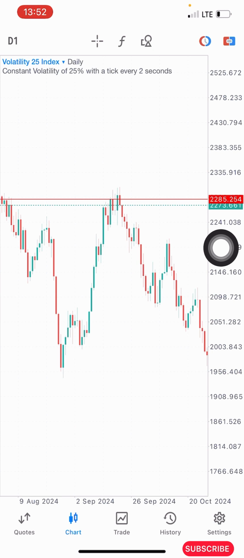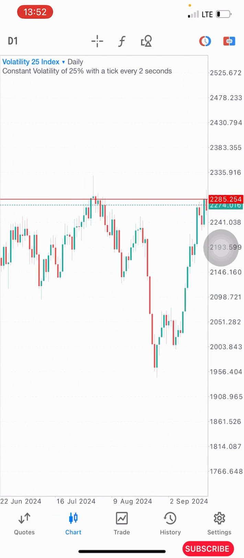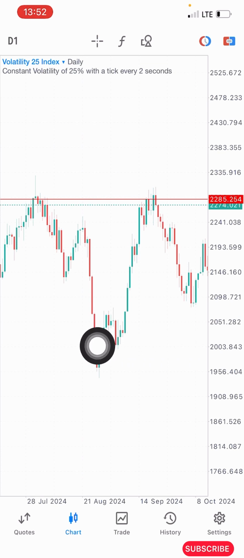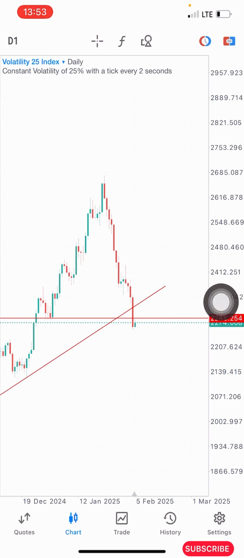Right, so let's further go back to see if it's very good. Right, so you can see the reaction of price on this resistance zone here. You can see here again price was bounced back. All right, so that is to show you that this is a strong resistance zone. All right, a strong support and resistance zone.